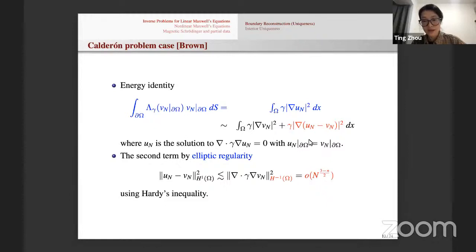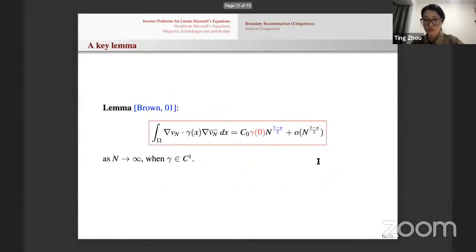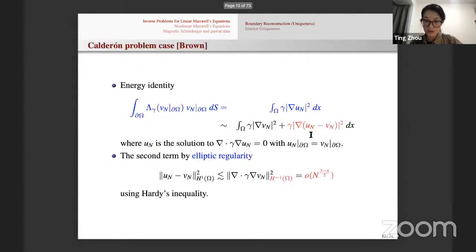The second term here can be controlled or absorbed by the first part, or considered to be small by elliptic regularity. Just consider the equation satisfied by this difference, and you are able to show this little o with respect to the power of n, which again, comparing to this leading order term here, is a small term inside here. Okay, and that was essentially hard to deal with because of the Lipschitz boundary, where he used the Hardy inequality.